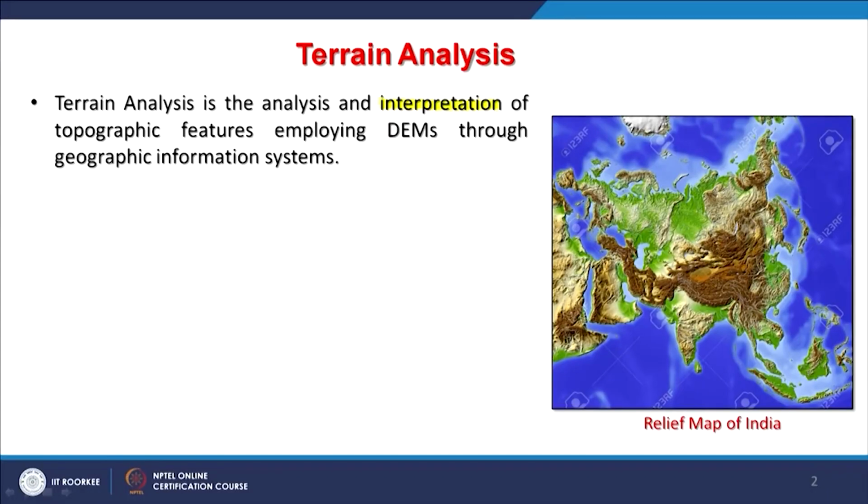As you know, terrain analysis includes basically analysis and interpretation of topographic features. Here I would like to spend some time on interpretation and why it is very much required, because earlier when we did not have much digital data, people used to have prints of, for example, aerial photographs or satellite images or even topographic maps. People used to study these things. That means people used to interpret these things.